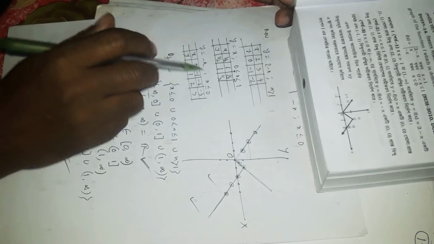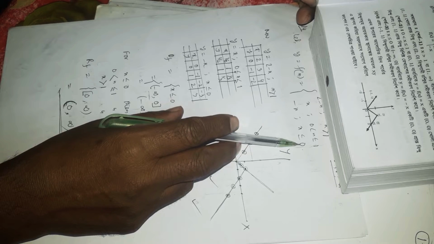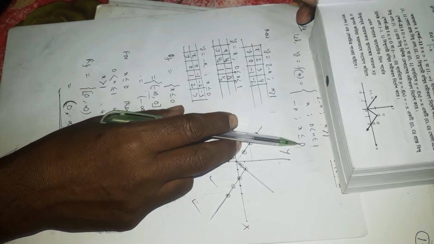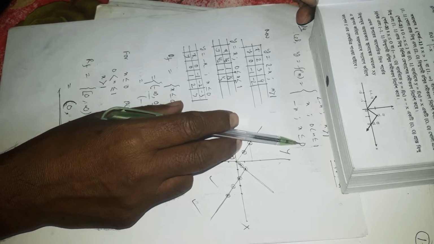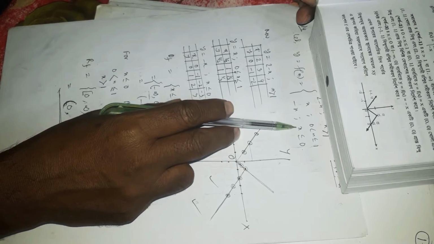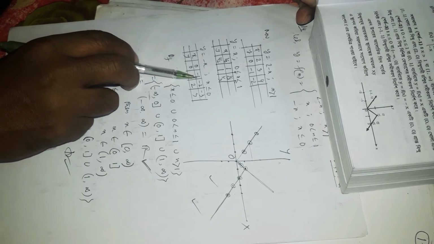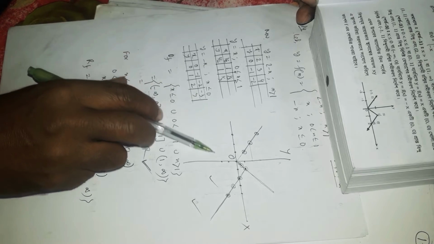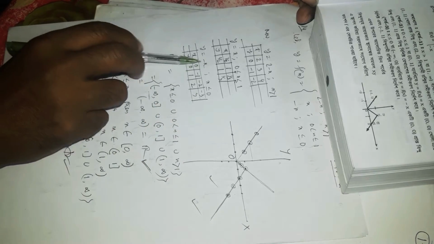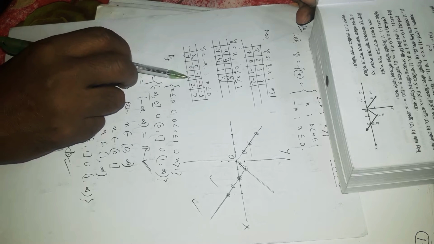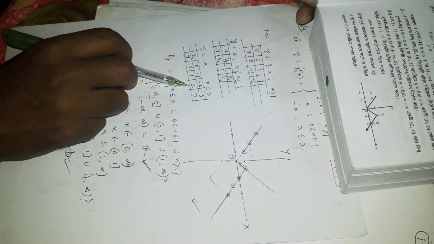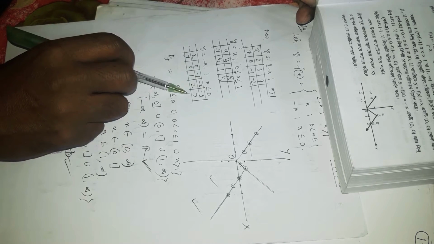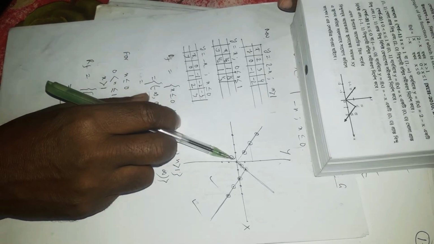So next, y equal to minus x is the boundary, where x is less than or equal to 0. Then x is less than or equal to 0 means x equal to minus 1, minus 2, minus 3, minus 4, and so on. x equal to minus 1, this is plus 1. x equal to minus 2, this is plus 2. x equal to minus 3, this is plus 3. And put these on the graph paper.